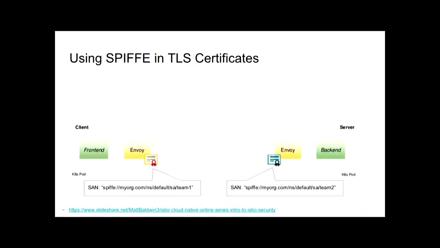And very simply, it looks like that. We insert the Spiffy ID into the SAN. This is the Istio implementation. Envoy has the public keys of the certificate authority injected into it because Istio is using its pilot component to write those API changes to Envoy's API.